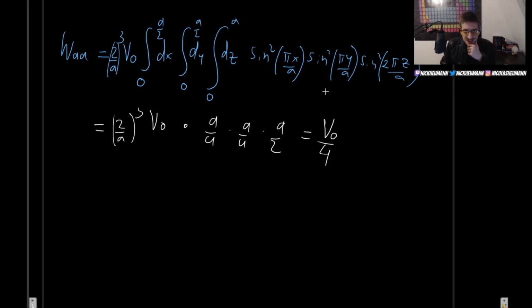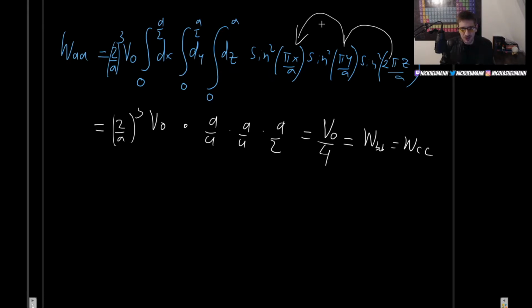And we can actually see that this is going to be the exact same result that we get for WBB and WCC. Because it's simply moving the 2 from here to here, but in all of those cases, the cosine of 2 alpha went to 0 anyways when we integrated, so there's no difference.